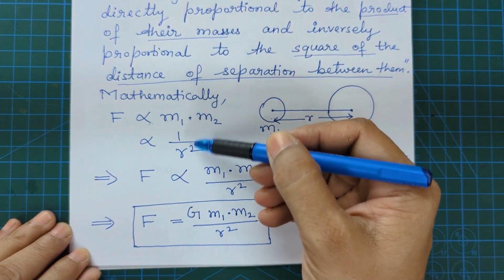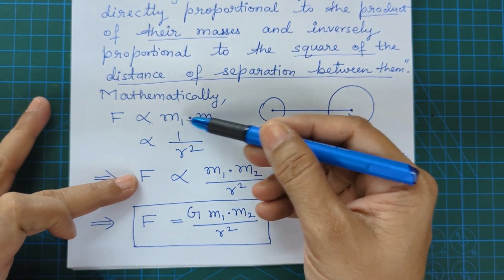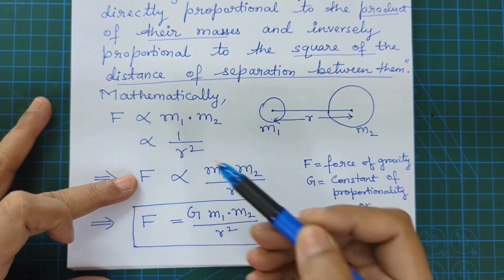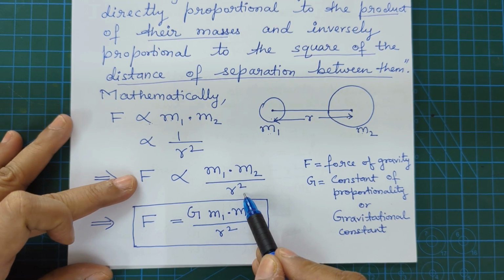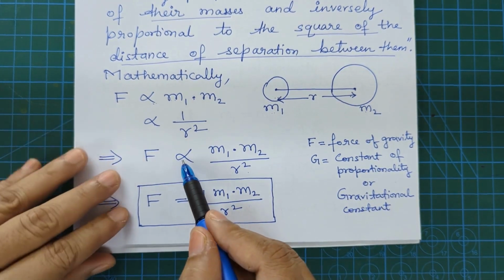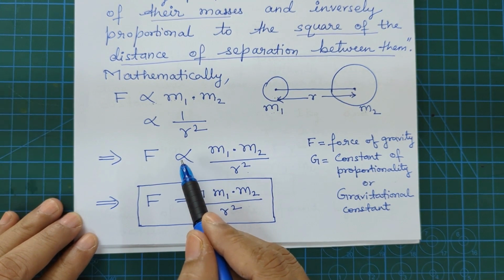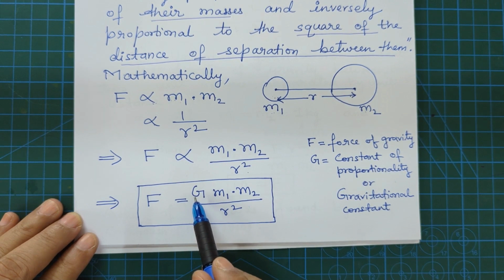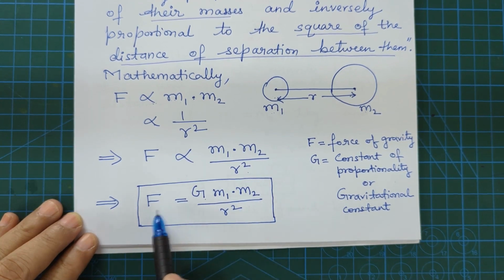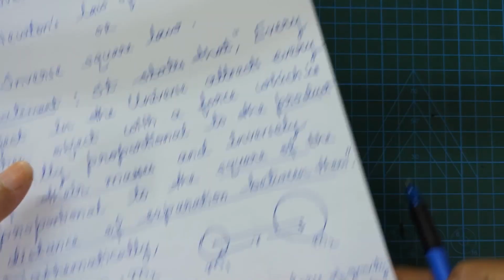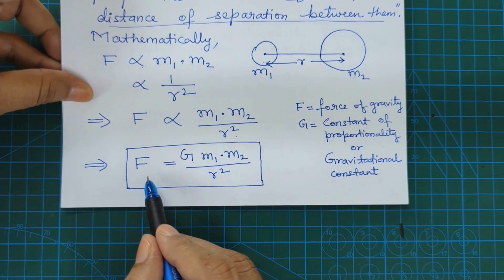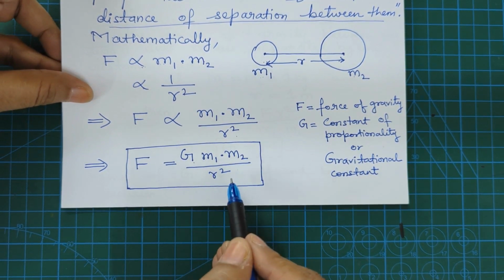When we club these two, force is force, but these two we have to multiply. So m1 into m2 times 1 by r square is m1 into m2 by r square. And whenever we remove the proportionality symbol, we have to put is equal to and a constant of proportionality. Here, the constant of proportionality is denoted with capital letter G. So ultimately we get the mathematical formula for universal law of gravitation, or Newton's law of gravitation, or the inverse square law: F is equal to G m1 into m2 by r square.